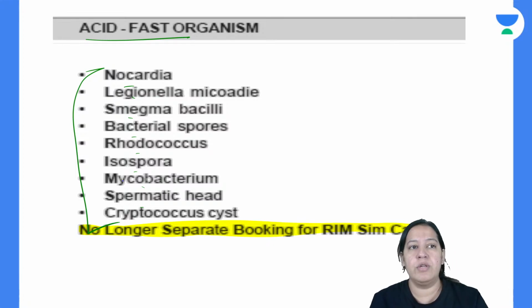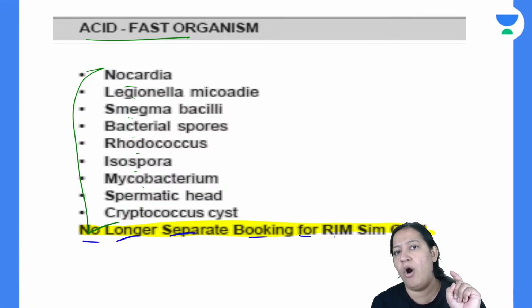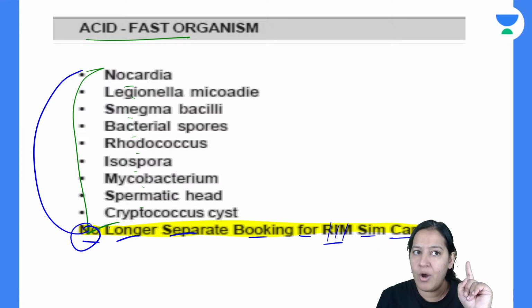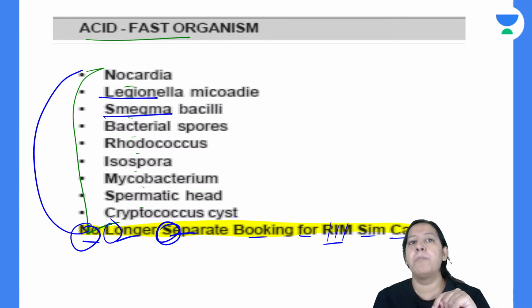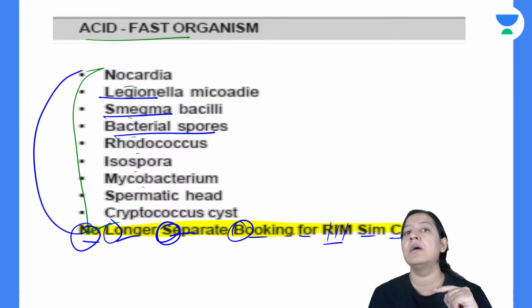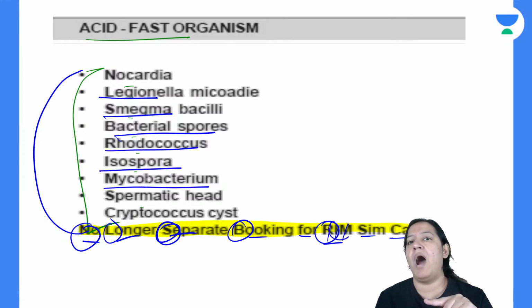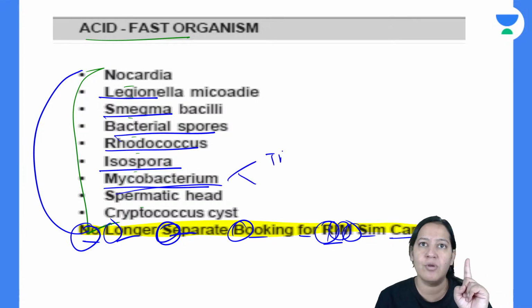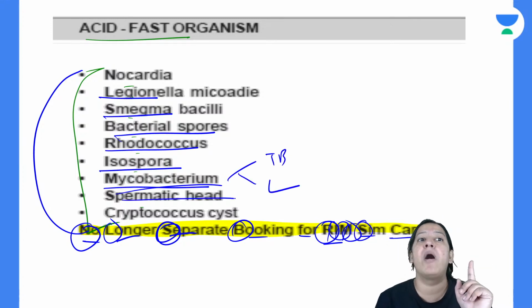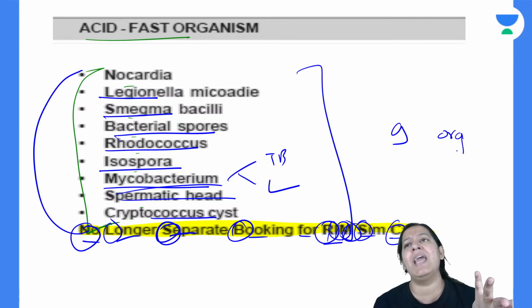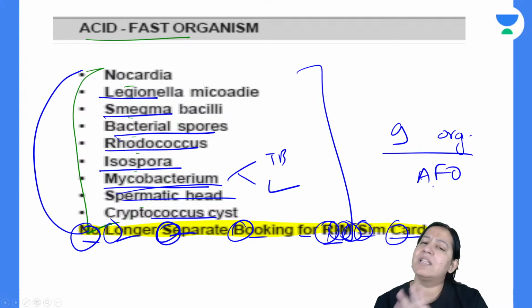So there is a mnemonic for you: No Longer Separate Booking for RIM SIM Card. No is Nocardia, Longer, L is Legionella, Separate, S is Sigma, Booking, B is bacterial spores. RIM: R is Rhodococcus, I is Isospora, M is Mycobacterium, both tuberculosis and leprosy. SIM: S is sperm, human sperm, and Card, C is Cryptococcus. So these are the 9 organisms or structures which are acid fast. Otherwise all are acid negative.